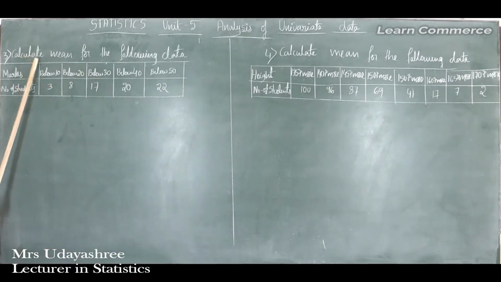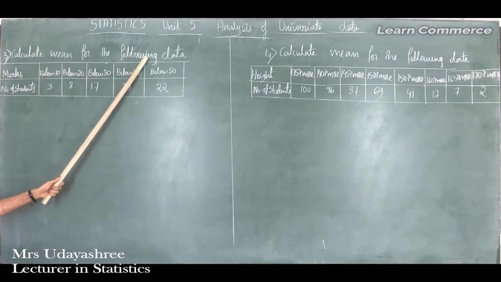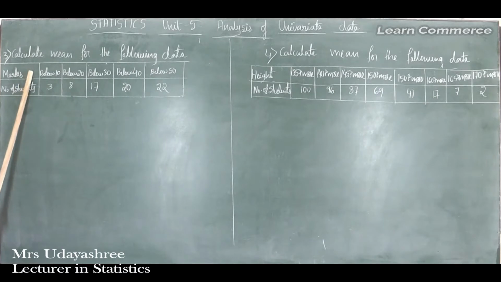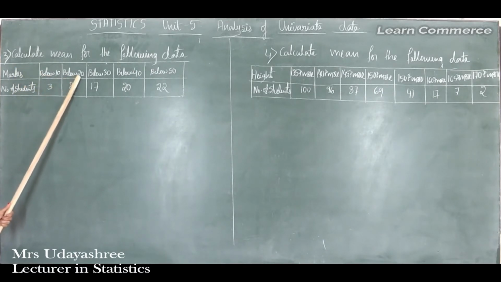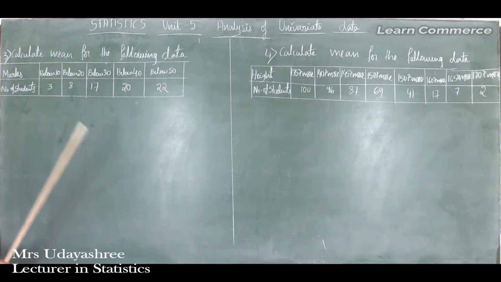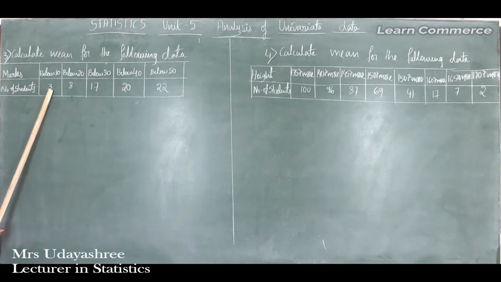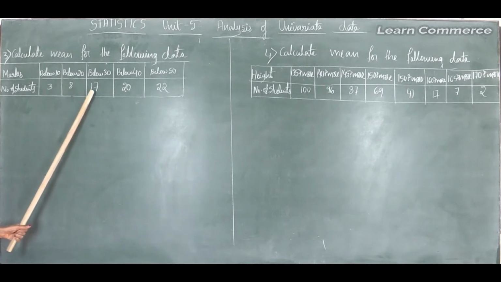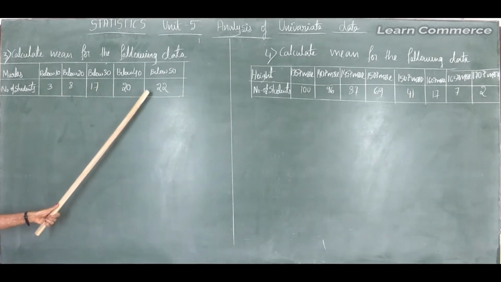Calculate mean for the following data, and here the given information is marks and number of students. Marks are below 10, below 20, below 30, below 40 and below 50, and the number of students are 3, 8, 17, 20 and 22.